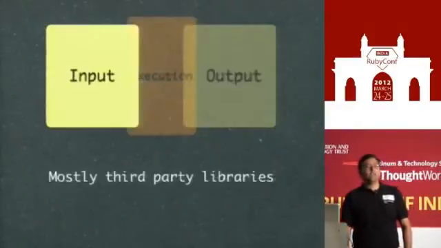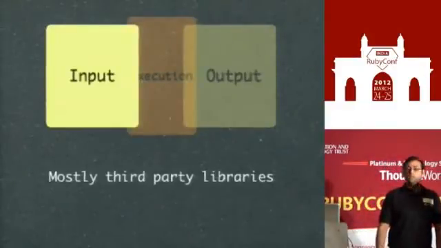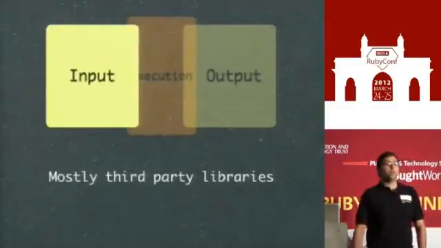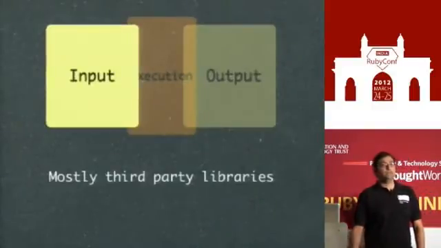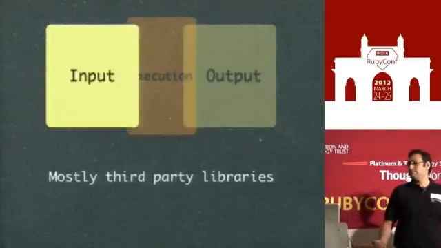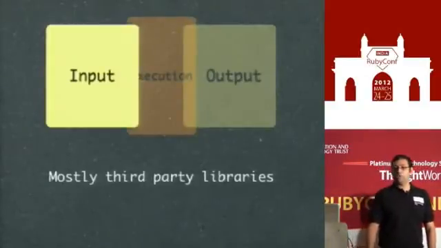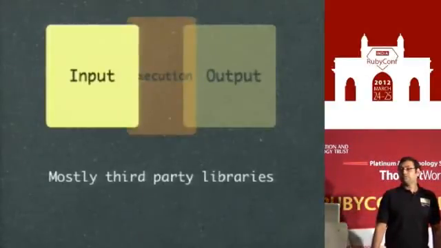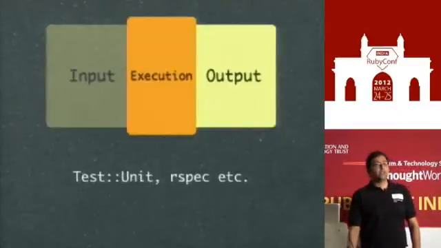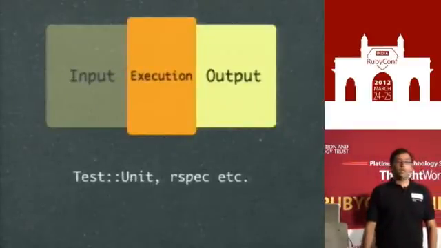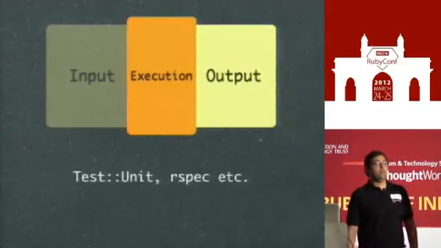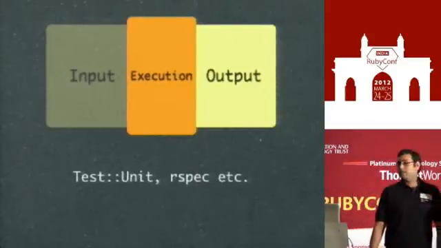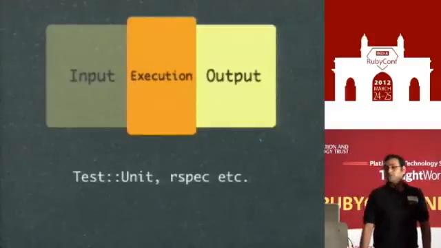So input, like we saw, is mostly third-party libraries. There's a lot of boilerplate code in there, and there is no real value in testing the third-party frameworks. So yeah, we can leave input out of the testing part. Execution again is standard Ruby classes and modules that you write, and there are very good testing frameworks already available for it, like TestUnit, RSpec, Cucumber, etc.